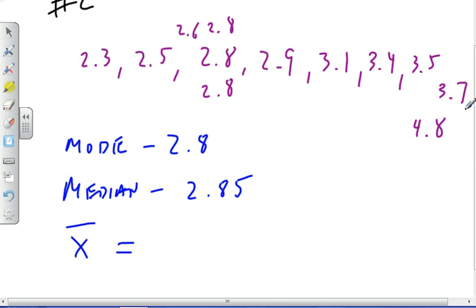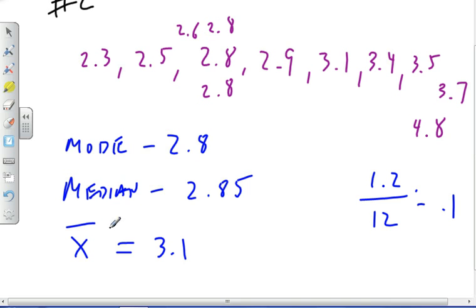minus 0.6, positive 1.2. So I have a 1.2 difference between my guess, which was 3. I'm going to divide that by 12, and I'm going to get a 0.1. So my mean is going to be 3.1. Okay, so that's how I would do it in my head.